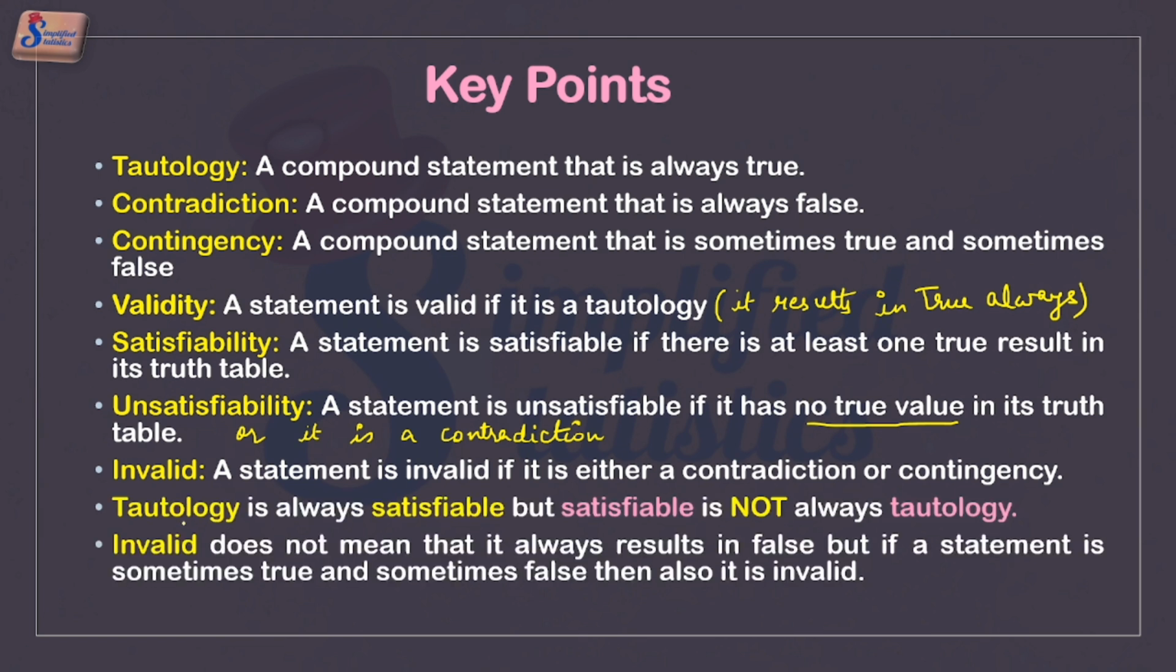Some important points. Tautology is always satisfiable, but if we say that a statement is satisfiable, it does not always imply that it is a tautology. Because in a tautology, all the values are true. And in satisfiability, at least one result should be true, and whether the others are false or true doesn't matter. So yes, tautology implies satisfiability because there is at least one case which results in true. But in case of satisfiability, we have some false values also. So these false values will not make it a tautology.